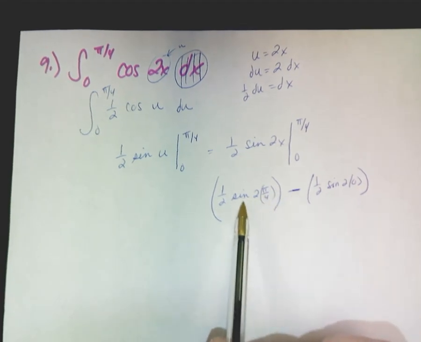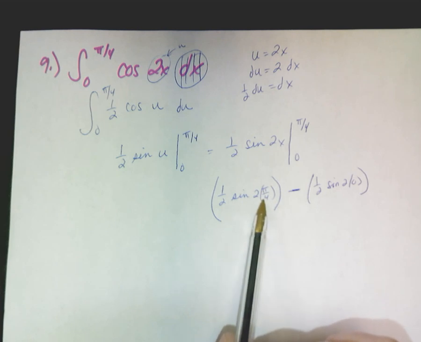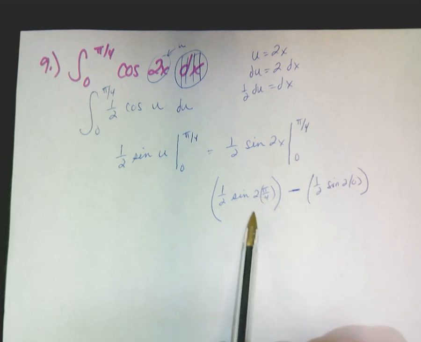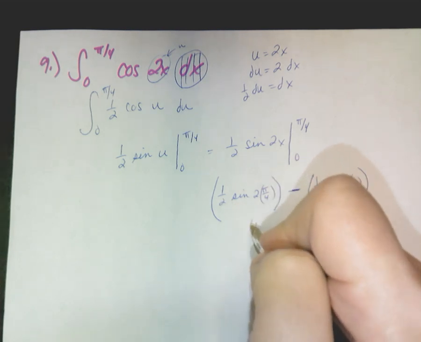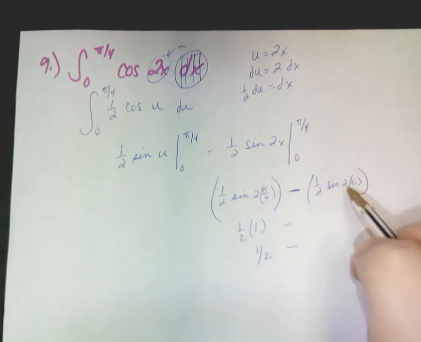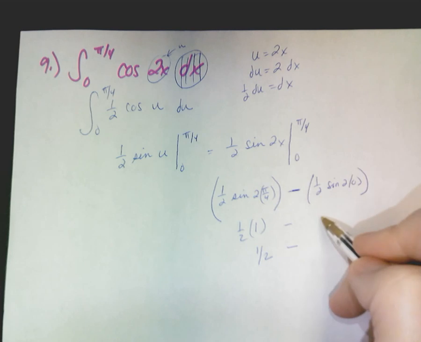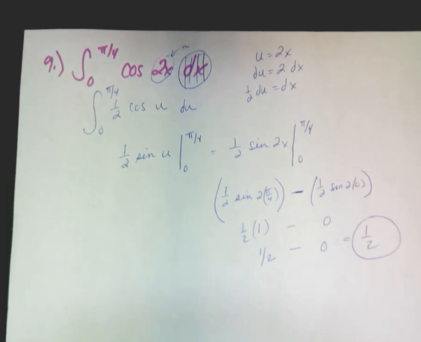And what is sine of 2 pi over 4? Really, what's sine of pi over 2? What's sine at 90? Yeah, it's 1 times 1/2, which is just a half. And then what's the sine at 2 times 0? What's the sine at 0? 0 times a half is 0. So it's 1/2. You can double check that on the calculator.